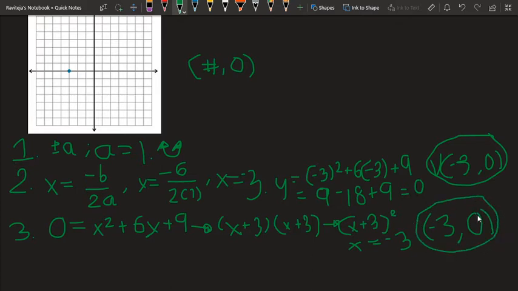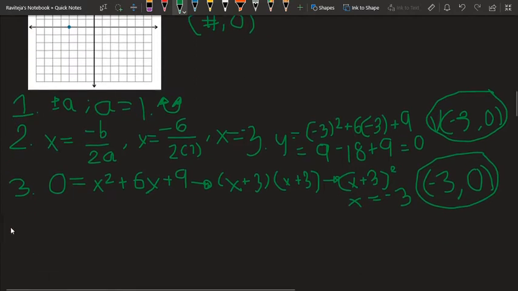But if you look at this, you'll notice that our vertex is also negative 3, comma 0, which means our x-intercept is also our vertex. Now, it's not always like this, but in this case, our vertex is our x-intercept. So now that we found the direction, our vertex, and our x-intercept, let's move on to the fourth step, which is to find the y-intercept.